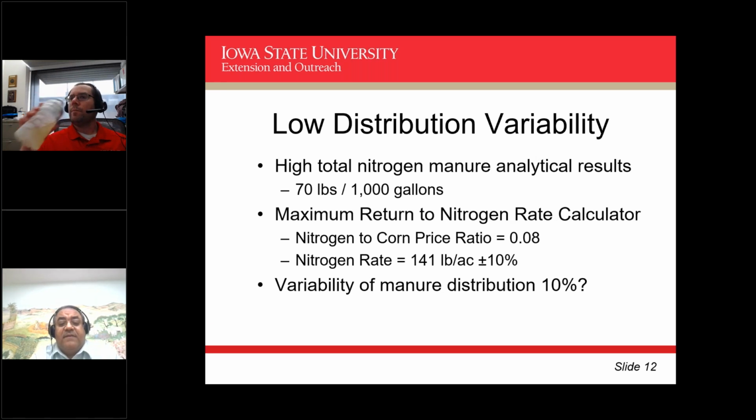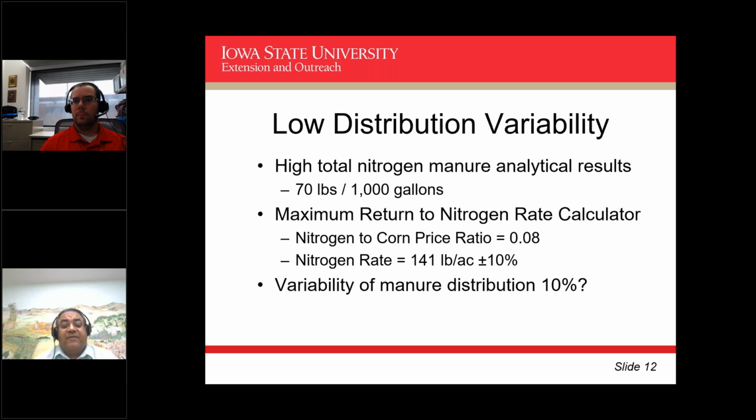If we take that analytical analysis and let's just say it's 70 pounds for 1,000 gallons for easy figuring, then if we are to use that number to calculate how much we can apply for our upcoming crop year, and we add to that the new method of calculating the total nitrogen need, which is MRTN. I used a price ratio index in the MRTN as 0.08, and it gave me a calculation of only 141 pounds per acre of nitrogen needed.